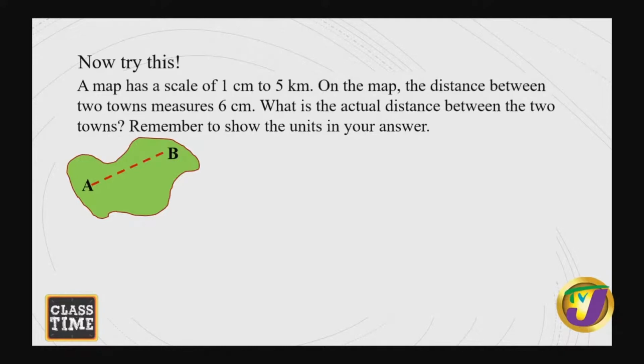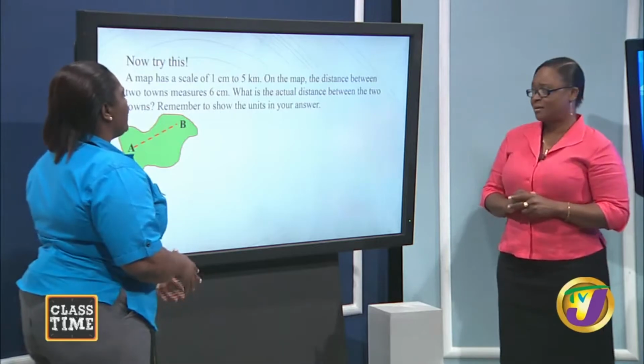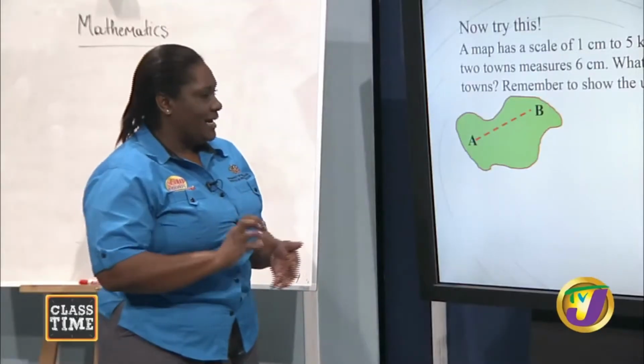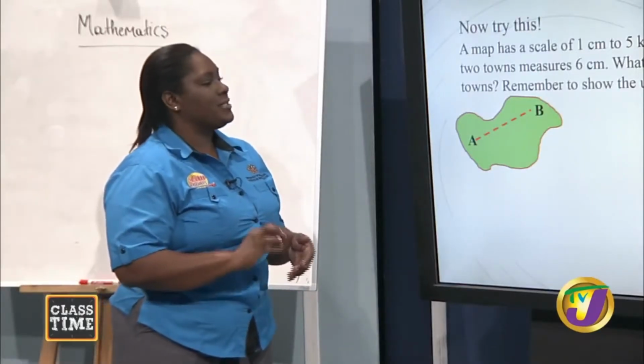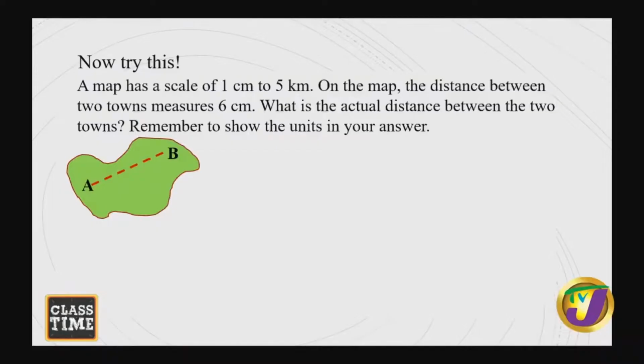For every 1 centimeter, it would be 5 kilometers. So if I have 6 centimeters, how many kilometers would that be in real life? I hope you're seeing the pattern and getting an appreciation of how to problem solve. Now, what is the actual distance between the two towns? So we want to find the real life distance. Okay. So we identify the scale. We know what the distance is on the map. Yes. And now we need to find out what the distance is in real life.